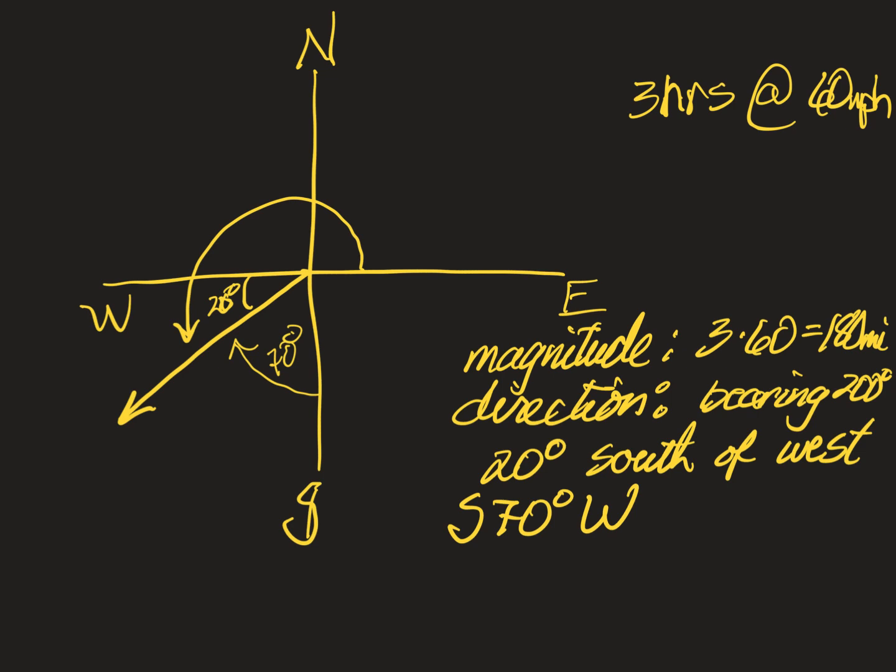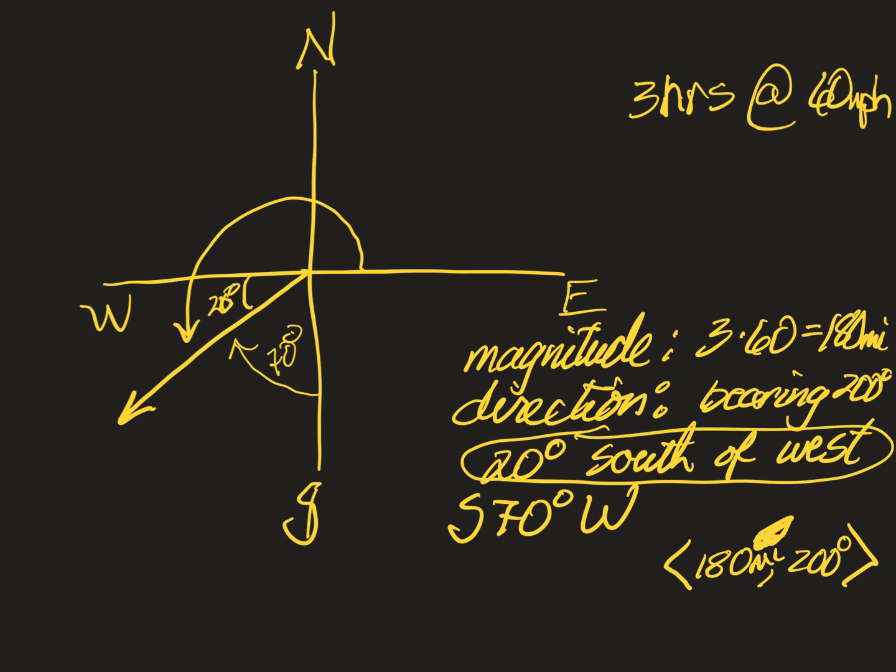So you could have written that in any of these three, okay? And that would describe this particular vector, okay? It has a magnitude of 180, right? And then it has a bearing of 200 degrees. So that would be the 180 miles, sorry, not degrees. And that would be the traditional way to write the vector. But you can also give the direction in both of these forms. And so you need to recognize each form, okay?